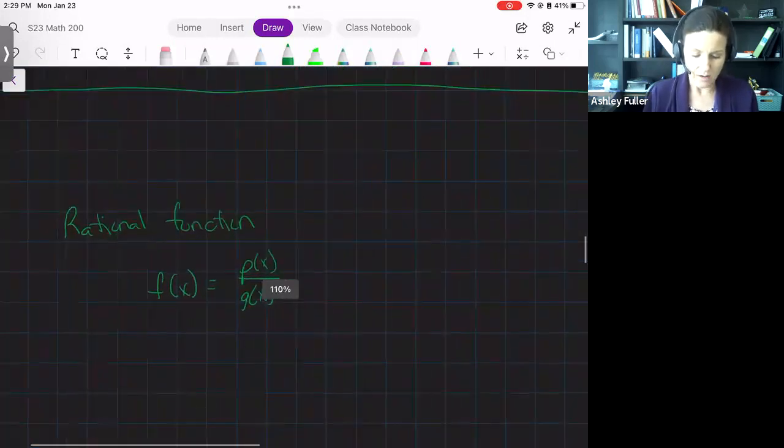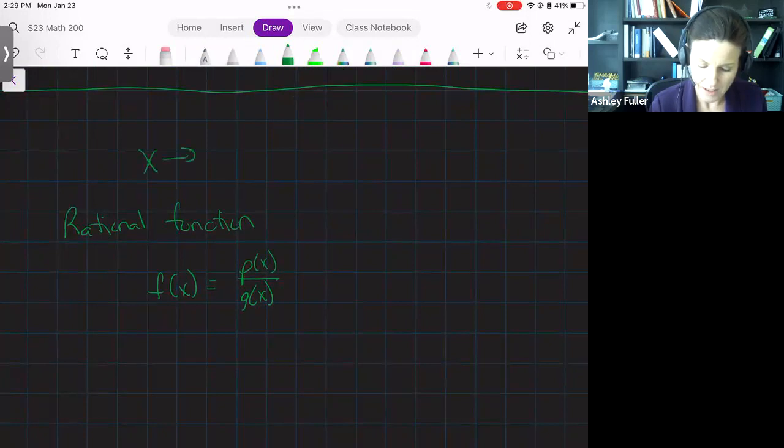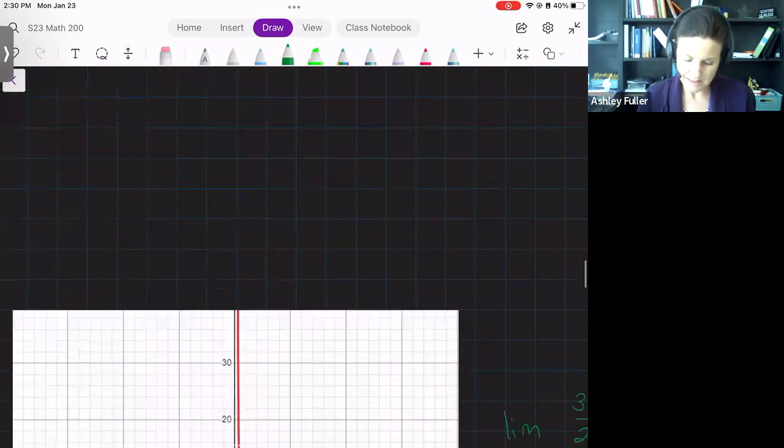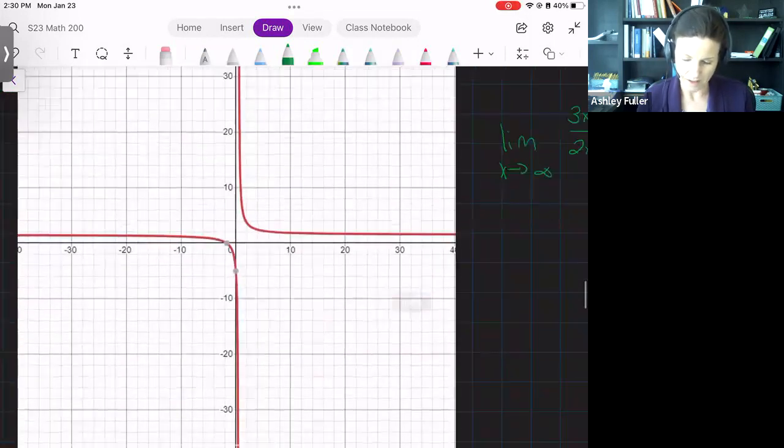Let's consider now what happens when we look at, instead of x approaching a number, what about when x is approaching infinity or negative infinity, particularly for rational functions. In this case, remember, a rational function is simply a polynomial on top and a polynomial on the bottom. So let's consider this function.